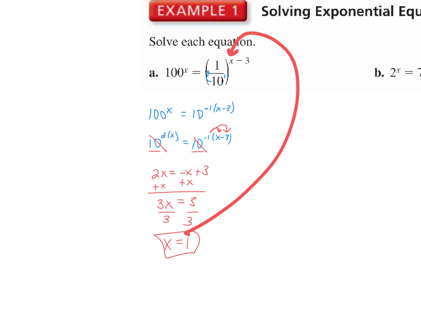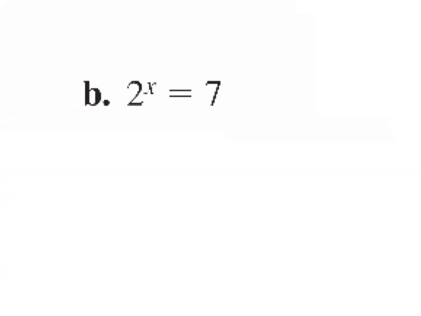1,000. All right, let's look at B. What are my bases here? 2 and 7? Can I rewrite 2 to make it a 7? No, that's not going to work, is it? All right, so now we got to think.